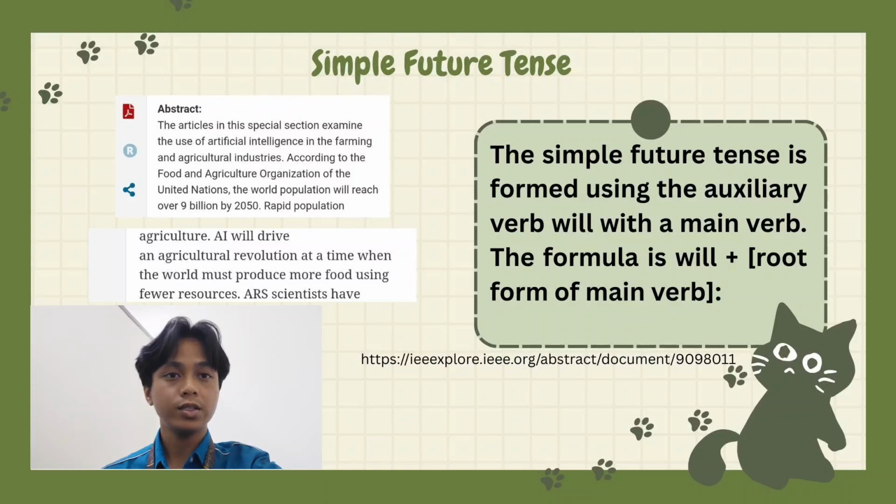We look at another example. AI will drive an agriculture revolution. AI will drive: will, and after the word will, the verb must be in a root word form. This describes an event that will happen in the future.